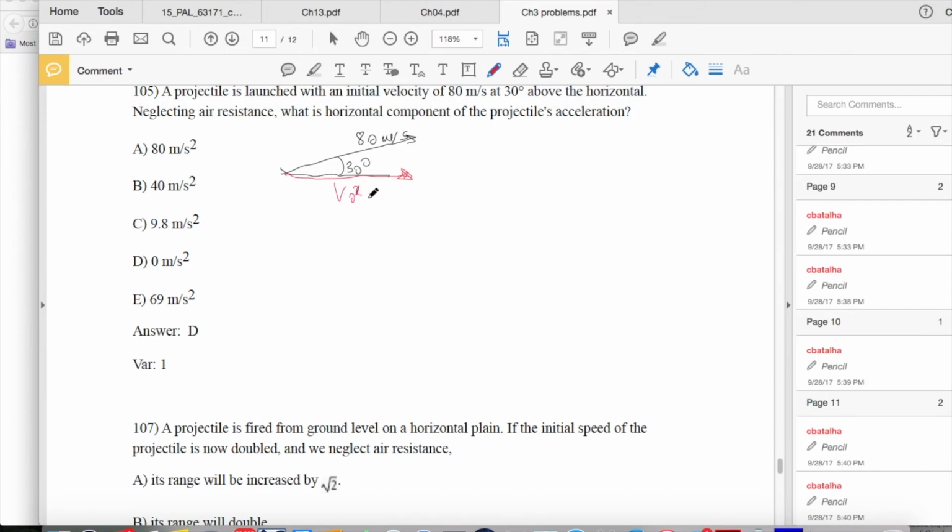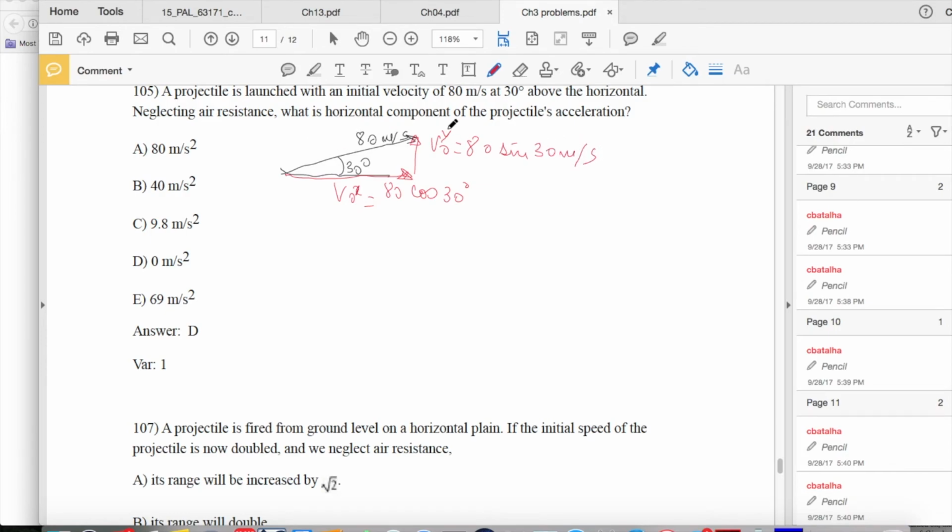V naught x is equal to 80 cosine of 30. And here's my v naught y, which is 80 sine of 30.